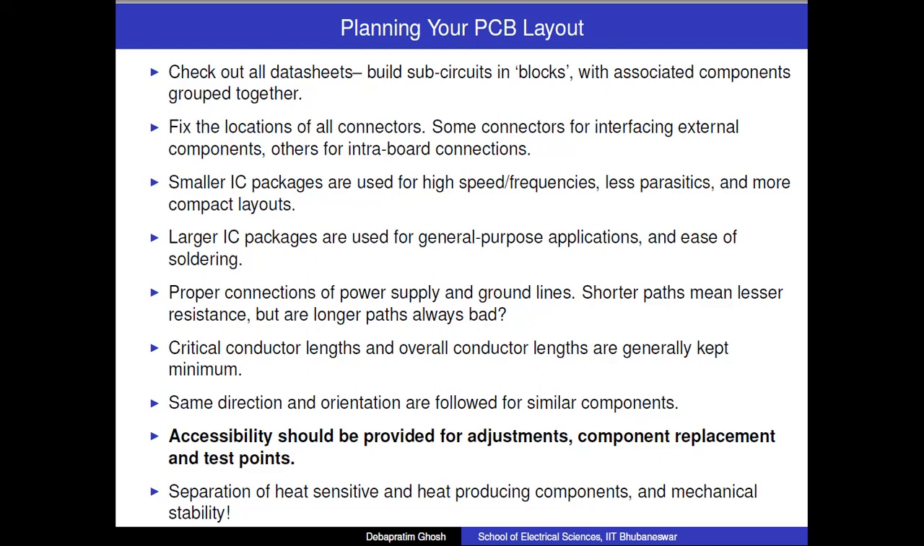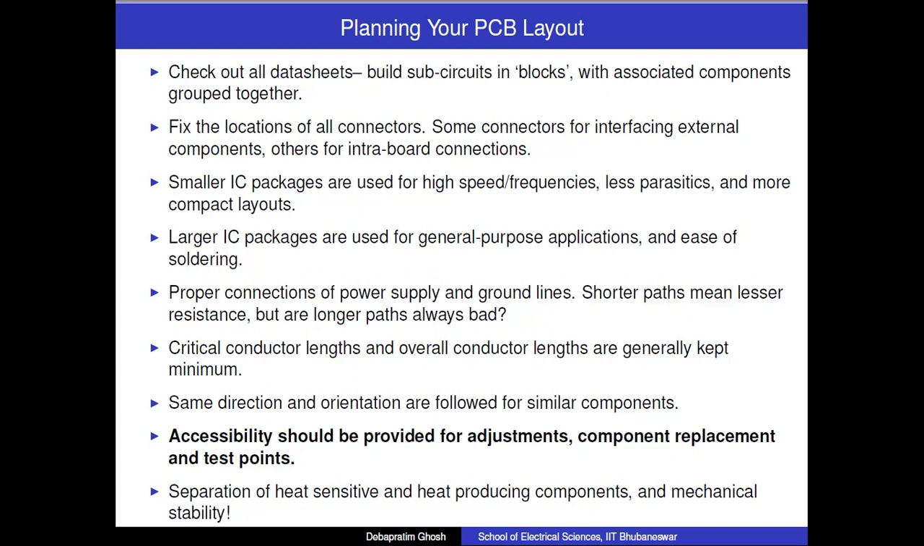Now if there is an array of components which you are using in your circuits, then we should follow the convention of the same orientation and direction of mounting those components. Most importantly, in your layout, you should always give the facility that after soldering or after mounting, you should be able to access some test points so that troubleshooting becomes easy. Then if there is some need to do some component replacement, it can be done easily.